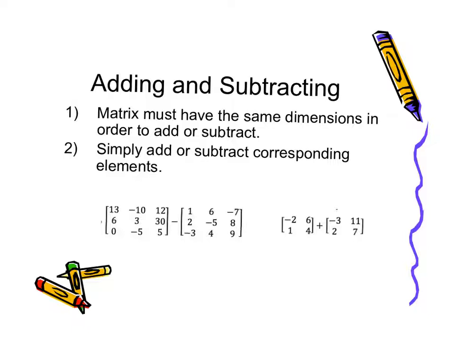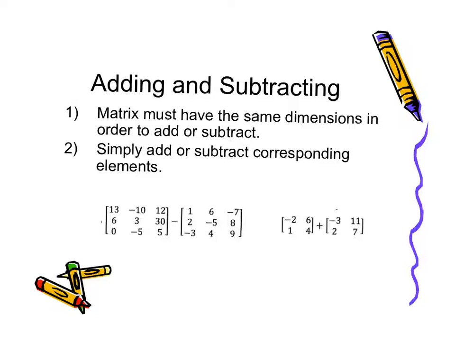In order to add or subtract, we have to have our matrices be the same dimensions. So we can see here we've got a 3 by 3 minus a 3 by 3. We're going to simply add or subtract the corresponding elements. So we're going to take that 13 and subtract the 1 from it. Negative 10 minus 6. 12 minus negative 7.